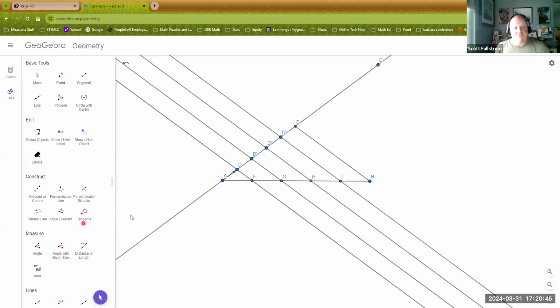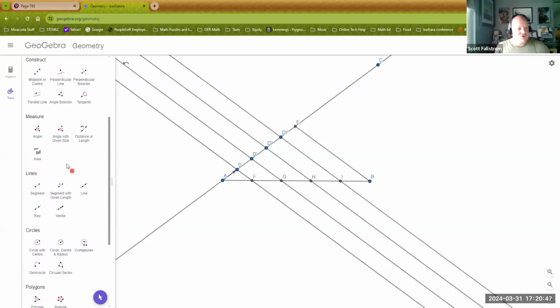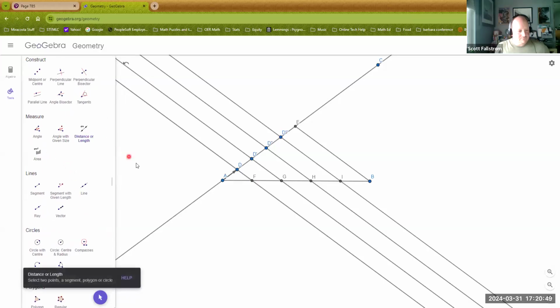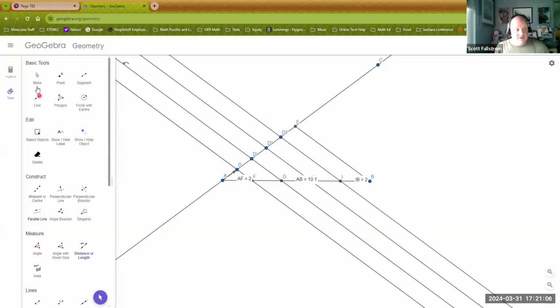And if you wanted to, you can measure those. There is the measurement area. Select 2 points. So I'll pick A to F, and it says AF equals 2. Got it. I'll pick G to H, and it says GH equals 2. Well, that's impressive, right? BI, well, that equals 2. And I can even say AB, and AB is 10. Now you can see it's 10.1. That's only because of rounding. So AB is 10.1. Every one of the other pieces is exactly 1/5.